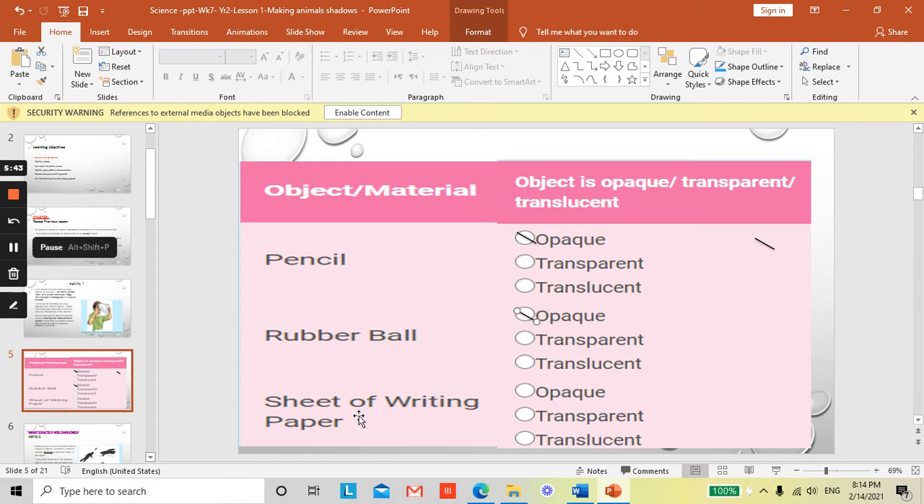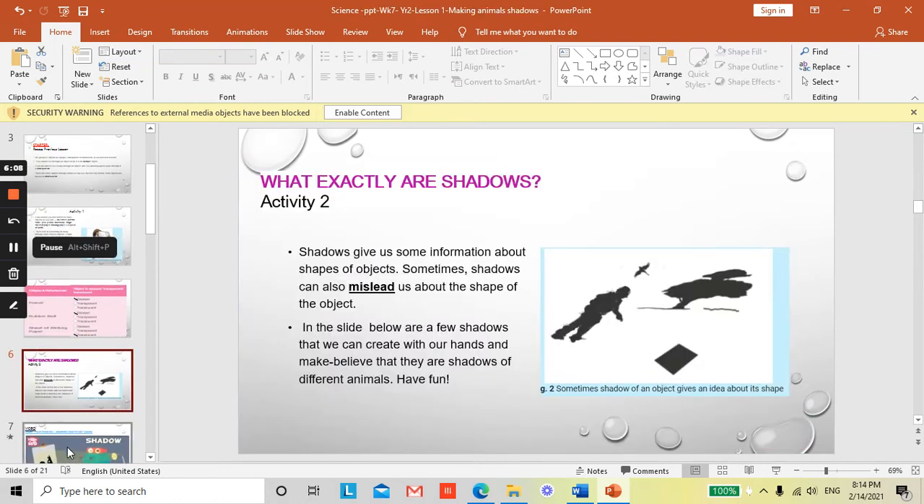Sheet of writing paper. Is it opaque? Is it transparent or translucent? A sheet of writing paper is translucent because it allows some light to pass through. So sheet of writing paper is translucent.